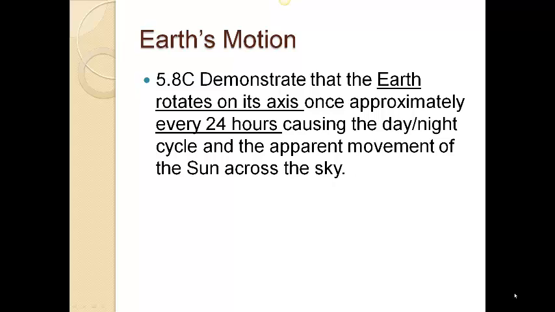It also is responsible for the reason why you can see the sun appear to travel across the sky. The sun appears in the east and it appears to disappear in the west. The sun really actually doesn't move, we know that. It is the rotation of the Earth that causes that.